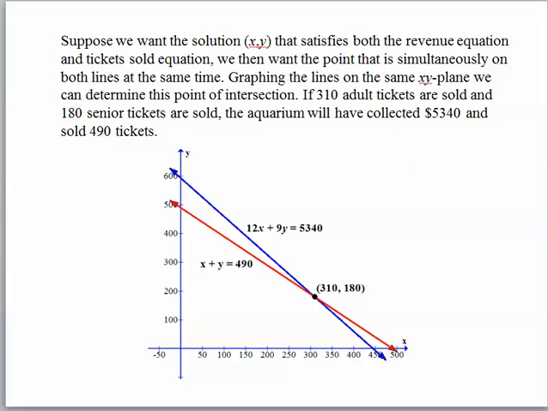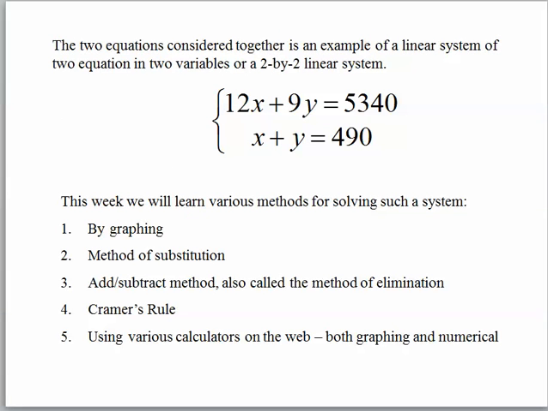Slide number 6. This week, when considered together, the two equations of the ticket revenue example form a linear system of two equations in two variables, or a 2 by 2 linear system. We write this system using a left bracket with both the revenue equation and the tickets sold equation together.